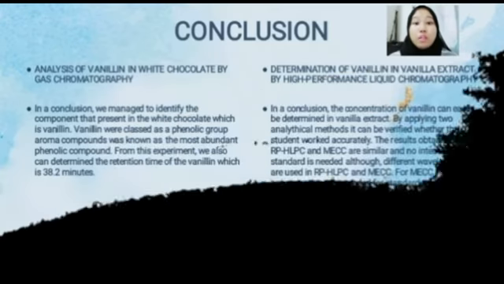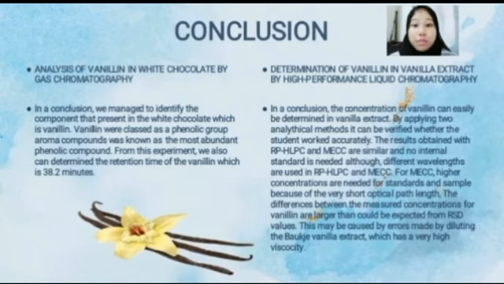Lastly, we move on to the conclusion of these two experiments. First, for the analysis of vanillin in white chocolate chromatography experiment, in conclusion, we managed to identify the component that is present in the white chocolate, which is called vanillin. Vanillin was classed as a phenolic group of aroma compounds, and vanillin was the most abundant phenolic compound. From this experiment, we can also determine the retention time of vanillin, which is 38.2 minutes.